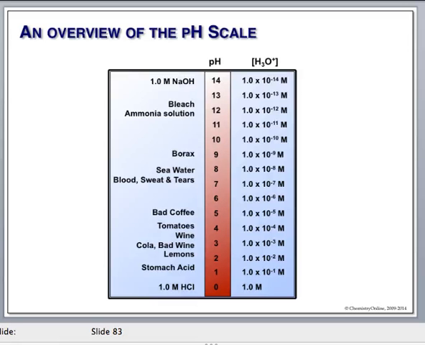pH can actually be negative, and it can also be above 14. However, whether it's positive, negative, whatever, pH plus pOH is always 14.